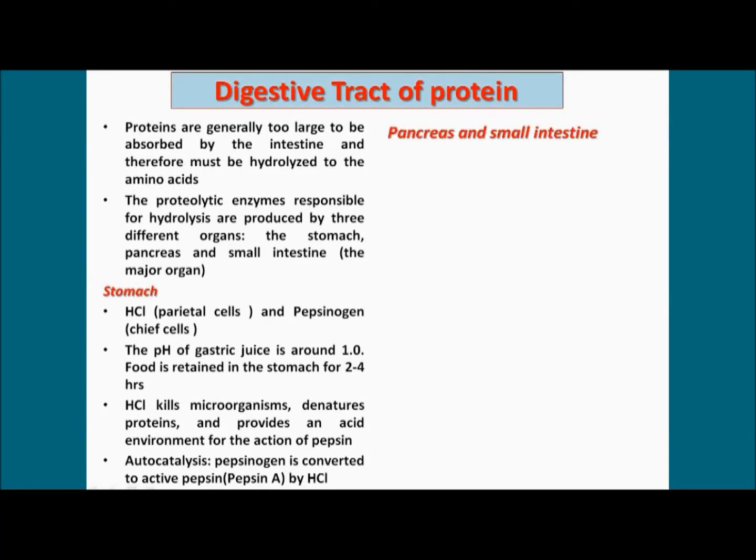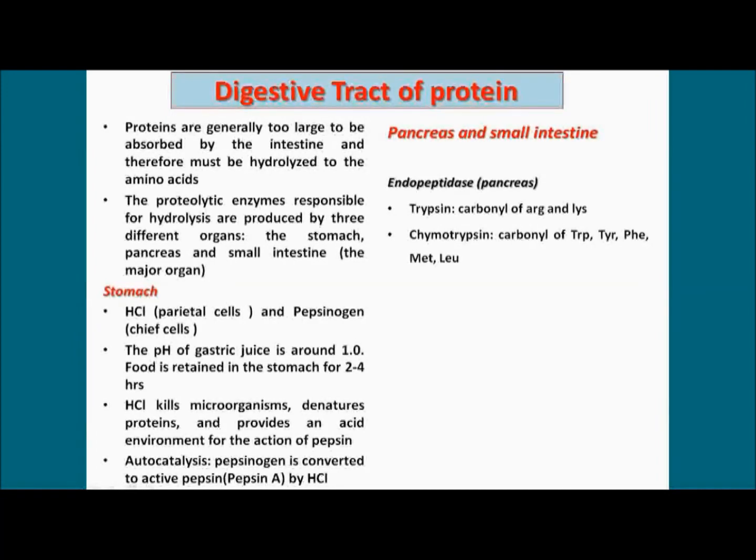Now what is the contribution from the pancreas and the small intestine? Basically, endopeptidases are secreted by the pancreas, right? So trypsin will act on the carbonyl of arginine and lysine, right? Chymotrypsin is going to act on the carbonyl of tryptophan, tyrosine, phenylalanine, methionine, and leucine. These are the amino acids where chymotrypsin is going to act, right? Moreover, elastase is going to act on the carbonyl of alanine, glycine, and serine.